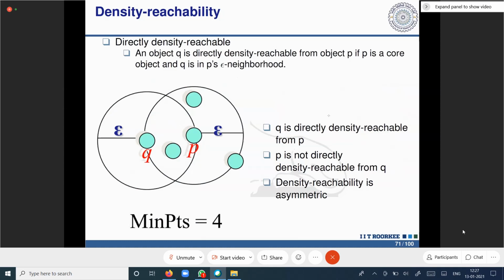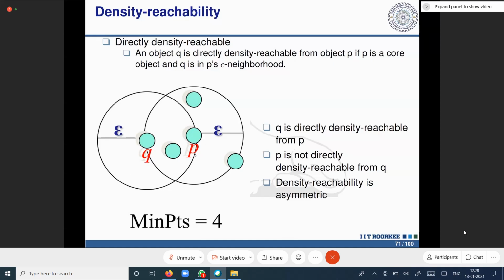All right, so once you have this, we define another concept called density reachability. So, directly density reachable: an object Q is directly density reachable from P if P is a core object and Q is in P's neighborhood, right? For example, let's say P is a core point and Q belongs to its epsilon neighborhood, then Q is directly reachable from P because it is within its neighborhood.